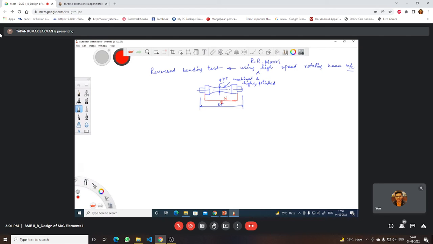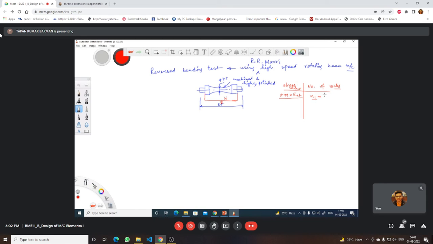Now we'll record two things. One, the loading, we call it the stress value, and we'll record the number of cycles it takes to fail. Say for example, I am starting with 99% of your tensile strength, and for this the number of cycles it takes is, say, N1. It's an example only.